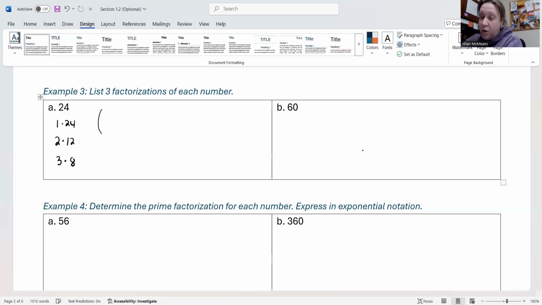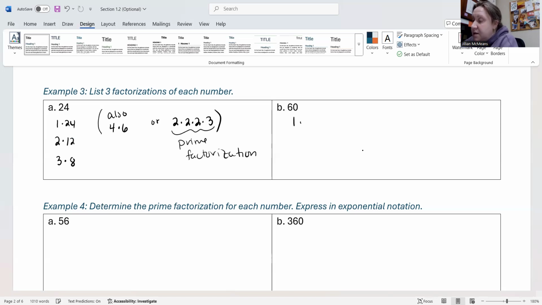There are a couple more. We could also have 4 times 6. Or if we wanted to, we could go even further and say 2 times 2 times 2 times 3. Believe it or not, if I multiply 2 times 2 times 2 times 3, I will get 24. That's that special kind of factorization. This is the prime factorization of 24. Just know that when you have a prime factorization, it'll oftentimes be more than just 2 factors.